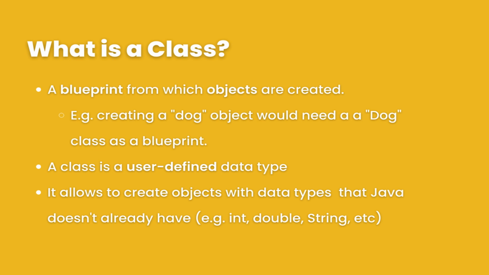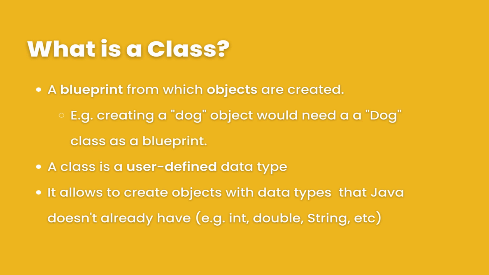I can also perform operations on these numbers, such as addition and multiplication. But what if I wanted to use an object such as a dog in my code? There's no built-in data type that I can use for that. This is why I would create a class that will serve as a blueprint for creating such an object. This class is designed by the user and it can do whatever the user wants it to do.